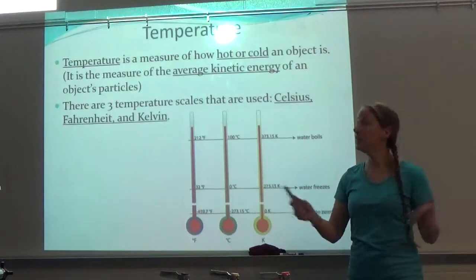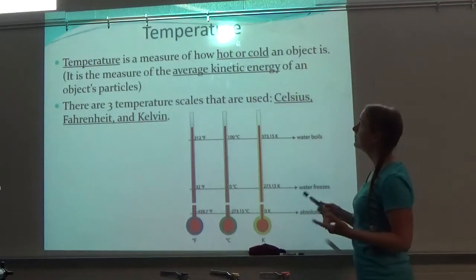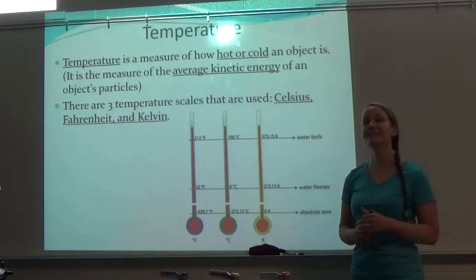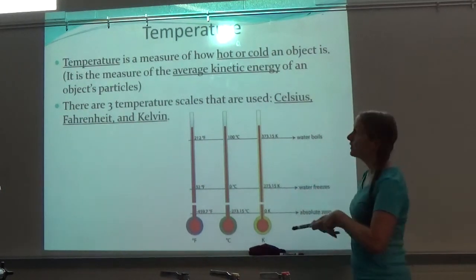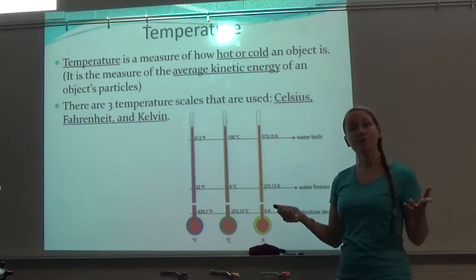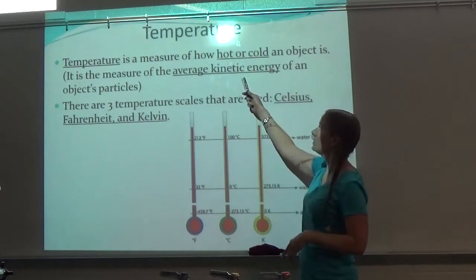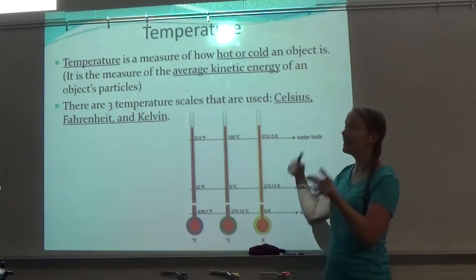All right, so temperature. The quick definition that your book gives in this chapter is that temperature is a measure of how hot or cold an object is. That is a very elementary definition. So I went ahead and gave you the real one that we'll learn later. It's the measure of the average kinetic energy of an object's particles. So hopefully from physical science you remember what kinetic energy is. It's the energy of motion. So the faster the particles are moving, the higher the temperature.